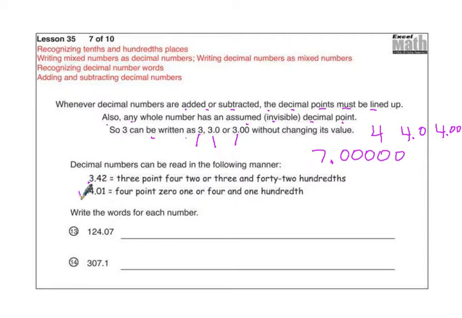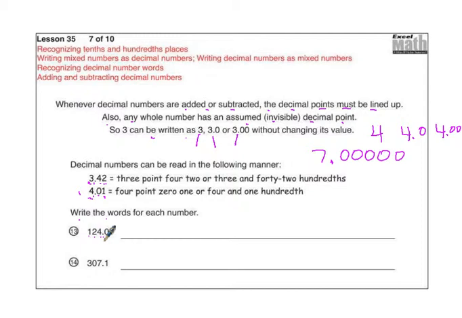There's 2 ways to read decimal numbers. I can say 3.42 or 3 and 42 hundredths. This one can be read 4.01 or 4 and 1 hundredth. We're going to write the words for each of these numbers. Do this first one with me.